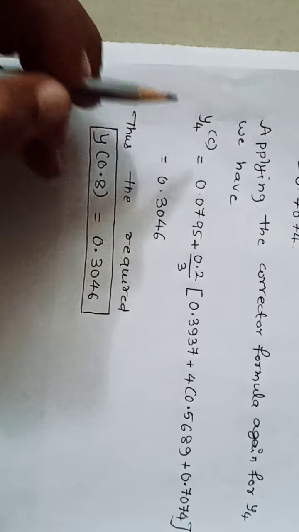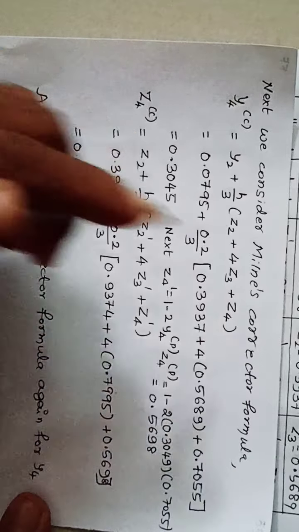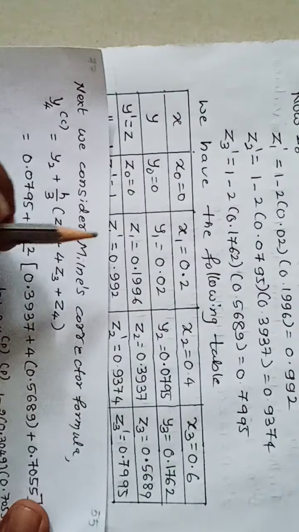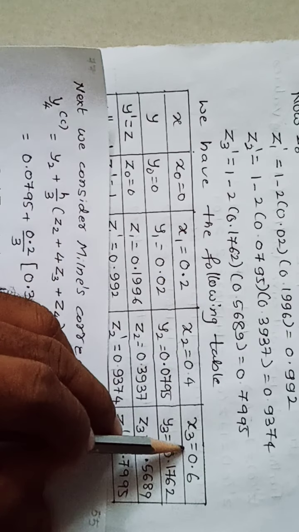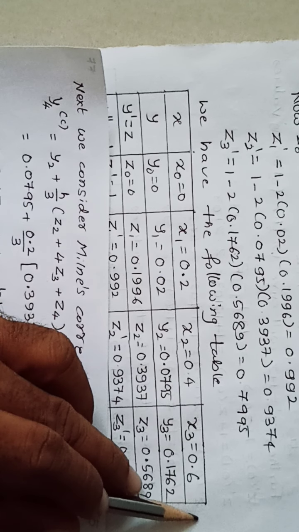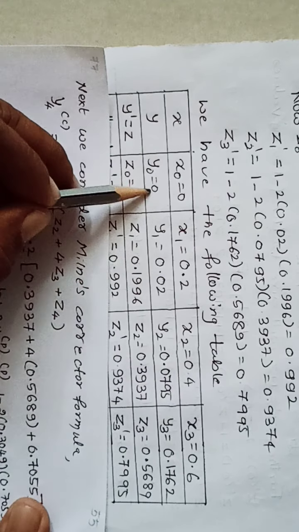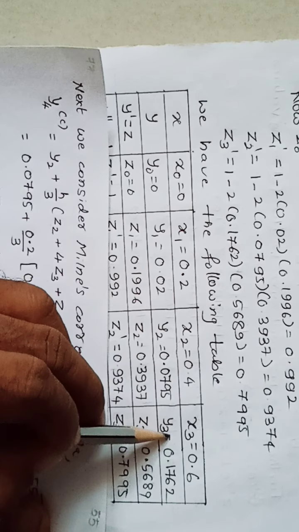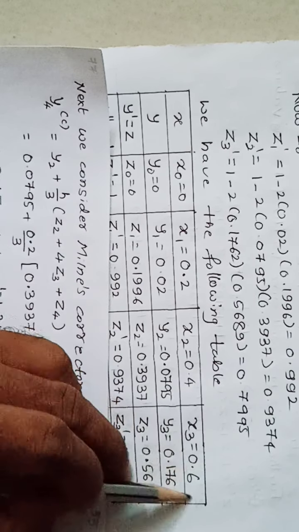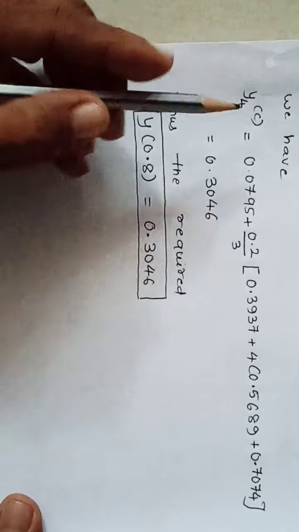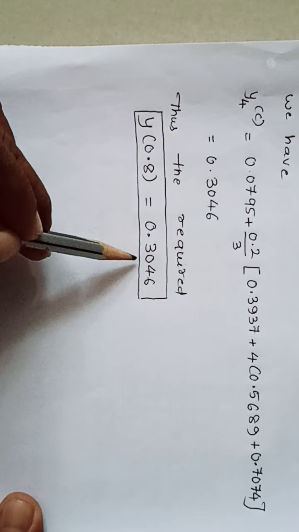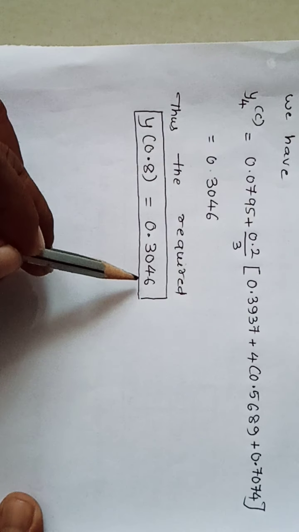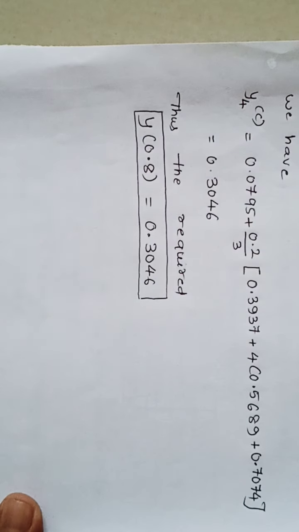So x0 is 0, y0 is 0, x1 is 0.2, and so on. Here x1, x2, x3 is 0.6. Next x4 is 0.8. So y0, y1, y2, y3, and after y3 comes y4 at 0.8. That means y4, the corrected y of 0.8, is equal to 0.3046. This is the final answer for this problem.